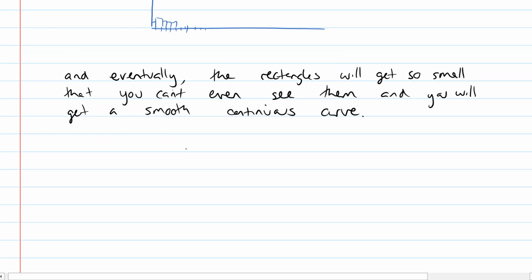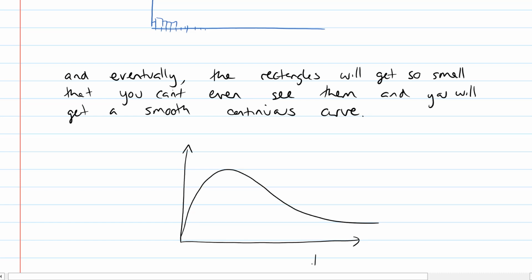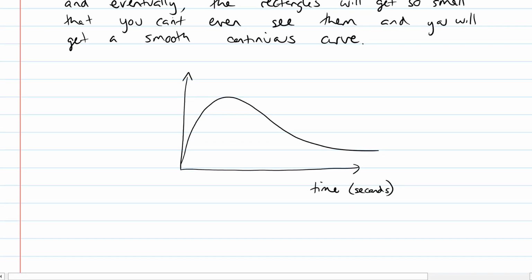And then your curve might look something like this. This is time in seconds, and we're going to leave the y-axis unlabeled for a second. This smooth curve is called a density curve, or sometimes it's called a probability density curve.